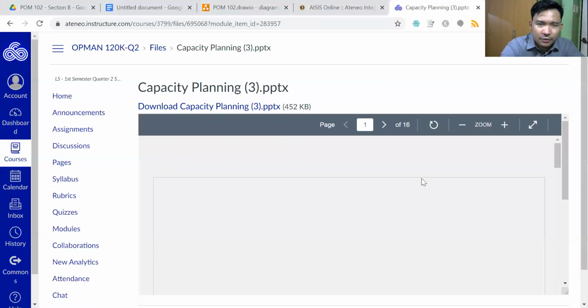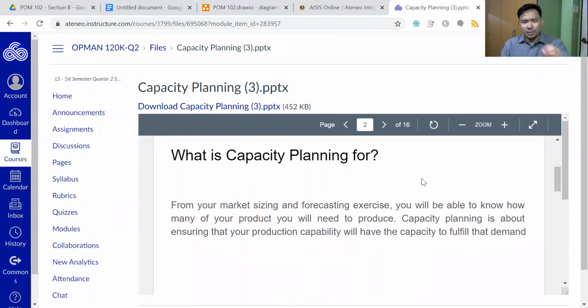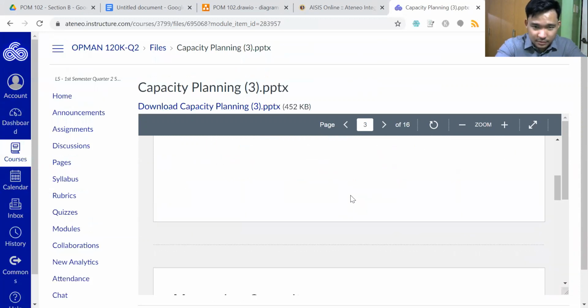Okay, let's go to the PowerPoint for capacity planning. All right, so capacity planning. What is it for? From your market sizing and your forecasting exercise, you know how much you have to produce at any given period of time. So capacity planning is about ensuring that your production or your operations is actually able to fulfill that specific demand. So capacity planning is definitely not limited just to operations. I said this also includes your distribution, your order taking, a lot of different processes actually. So it's very important to take that into consideration.